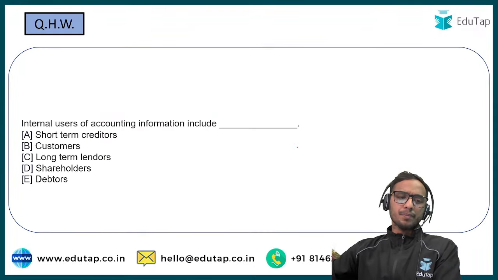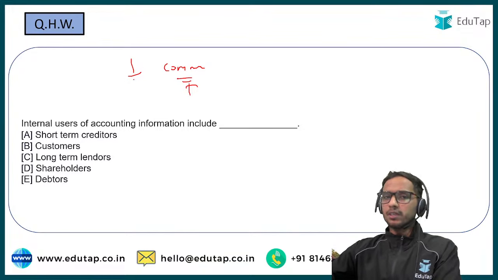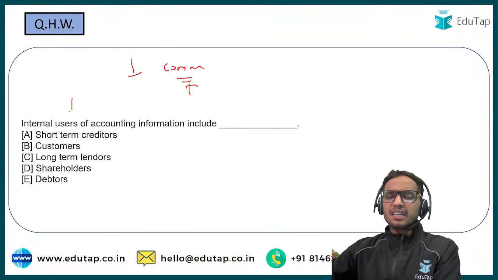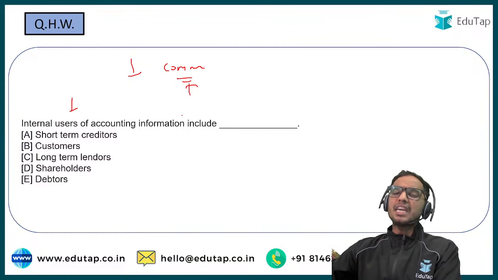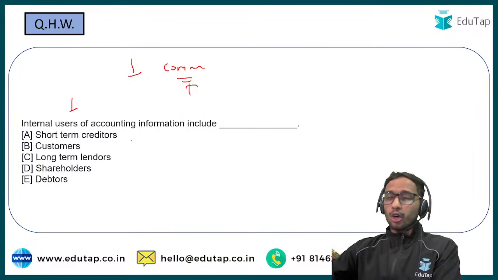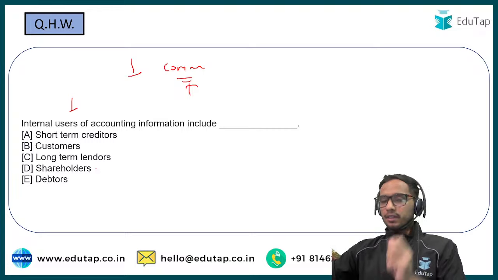Now this is the homework question, and you have to answer me in the comment section. Look at this question very carefully, an important question with regard to the phase 1 examination, not the phase 2 type of question. It says internal users of accounting information include what? Internal users. Are they short-term creditors? Are short-term creditors included in the internal users, or the customers, or the long-term lenders, or shareholders, or the debtors? That you have to give me in the comment section.